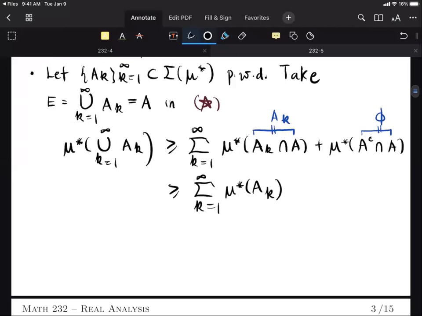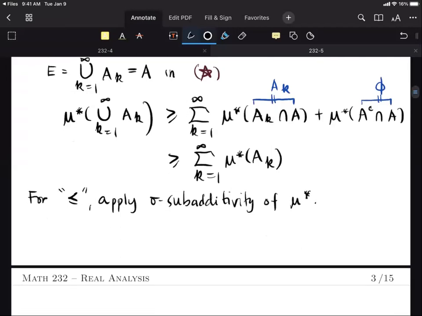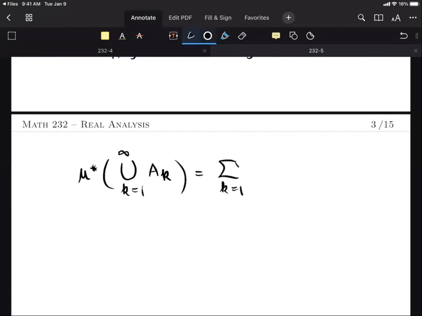Now for the other inequality, you just apply the sigma subadditivity of your outer measure. Hence, we conclude that the outer measure of the union of the A sub k from 1 to infinity is equal to the sum of the outer measures.